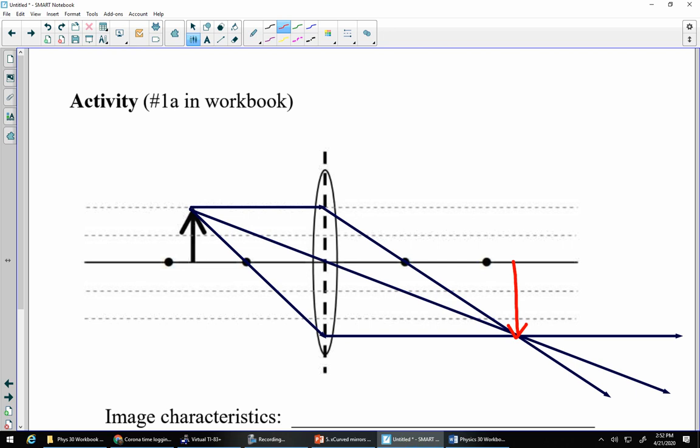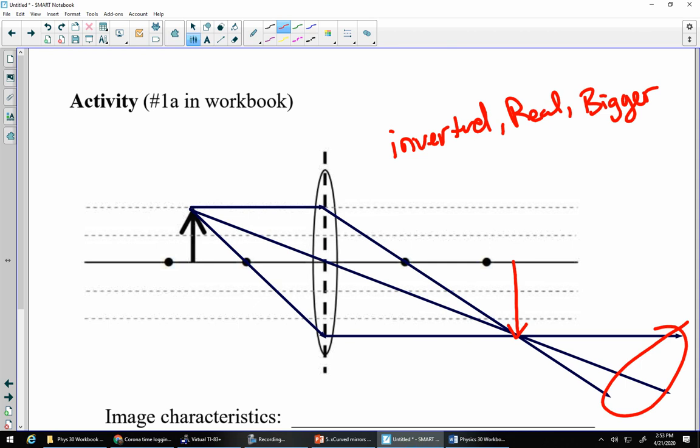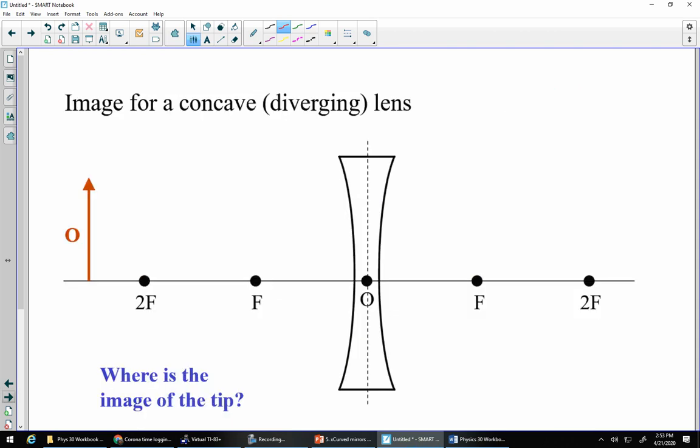Now, looking at this one, it is inverted. It's all real rays, so it's a real image. And it is a little bit bigger than the original. Cool. Where would the eyeball go? The eyeball can go right there, right? It has to pick up on at least two of those rays. Cool. Okay.